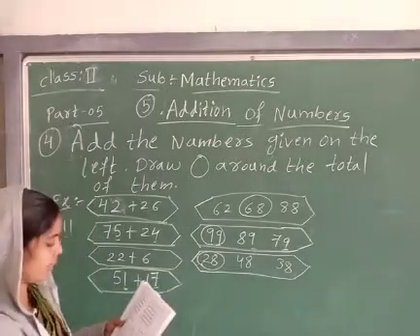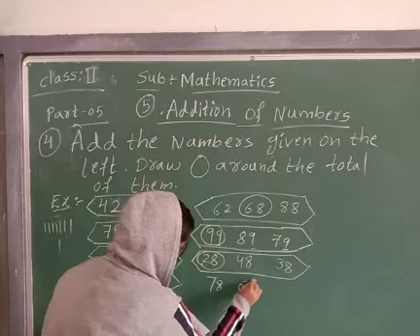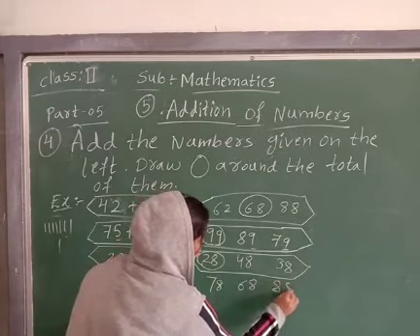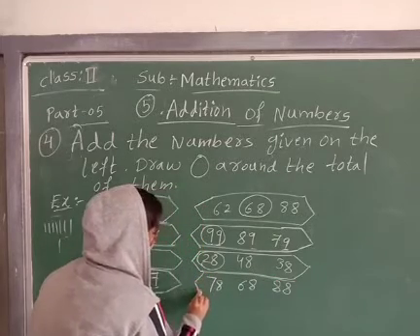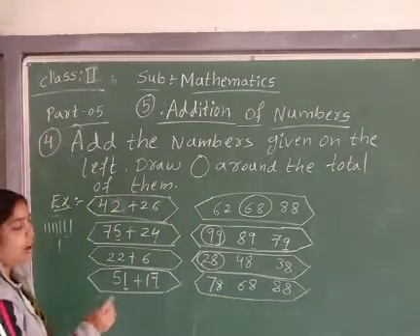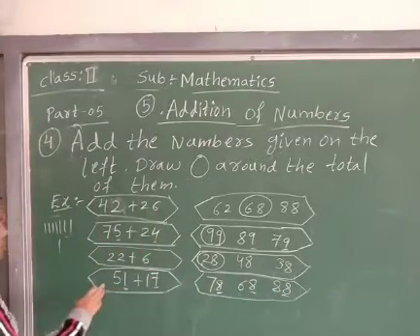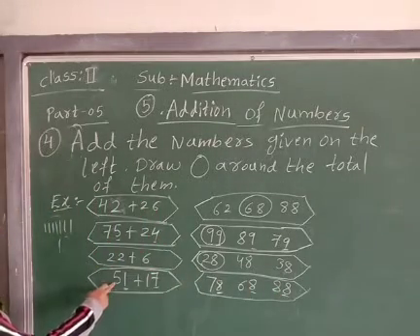We are not writing that question. 78, 68, 88. In these numbers too, the ones place number is the same, only 8, 8, 8. 8 is there. So now we will take the tens place number.